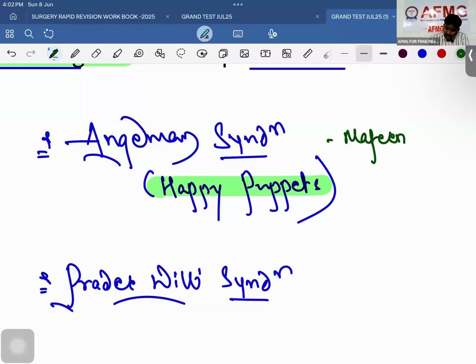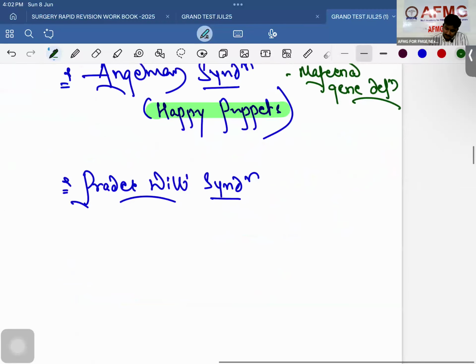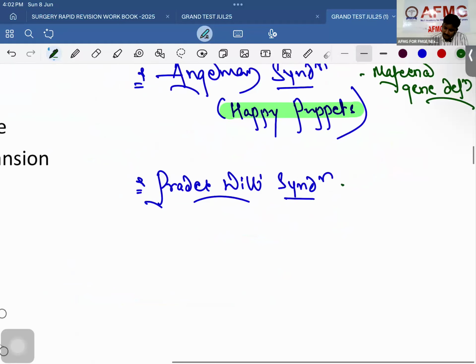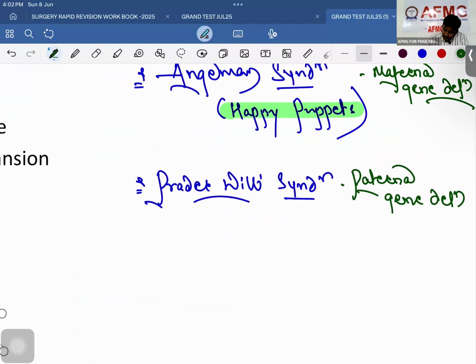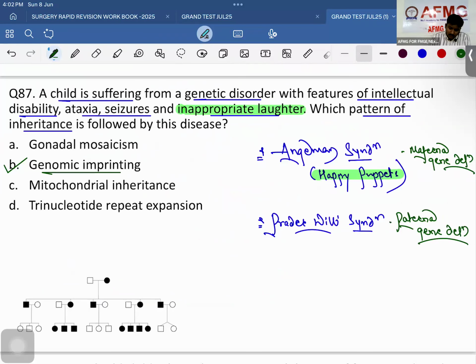We know, beta, who is Angel, mother is an Angel, beta. So remember it like this: maternal gene deletion is going to happen in Angelman syndrome and paternal disomy will happen. Whereas Prader-Willi syndrome, P for Prader-Willi, P for Papa. So definitely, beta, in Prader-Willi syndrome paternal gene deletion is going to happen, bacche, and maternal gene disomy is going to be present. Clear?